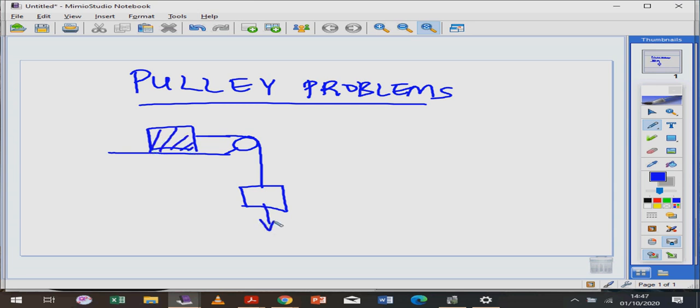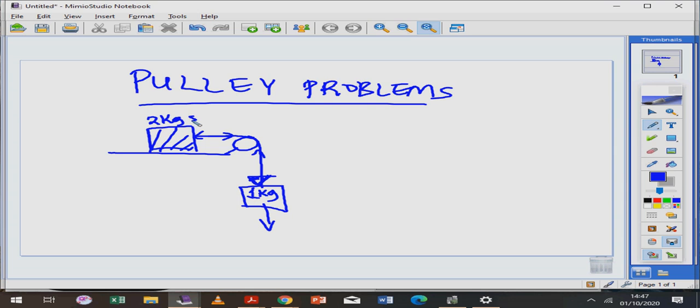So if we know either the masses of these objects or if we know the tension in the rope, we can figure out certain things like the acceleration, the tension itself, and sometimes the net force, etc. Let's say we start off with this one being a mass of 1 kilogram and this one being a mass of 2 kilograms.